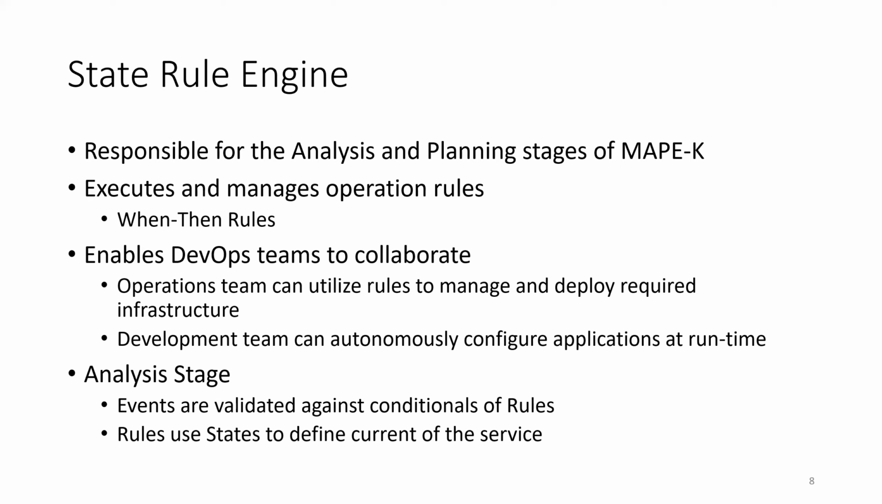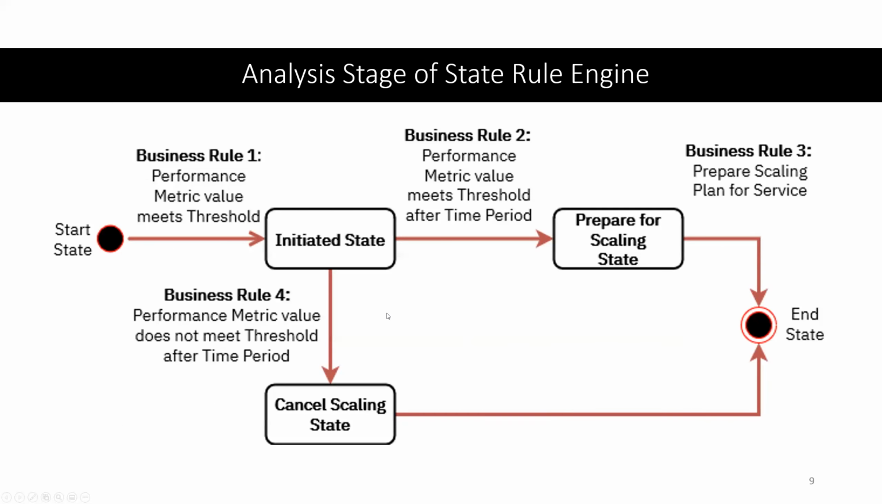We can utilize the states of the state rule engine to define the current event of the service to make a decision. So here, let's look at a state diagram of the analysis stage of the state rule engine. Business rule 1 compares the performance metric event against a threshold value. If the metric meets or exceeds the threshold value, the state is transitioned to an initiated state.